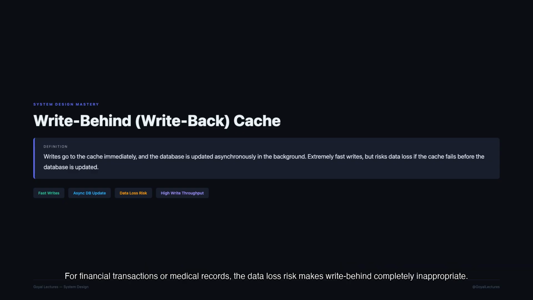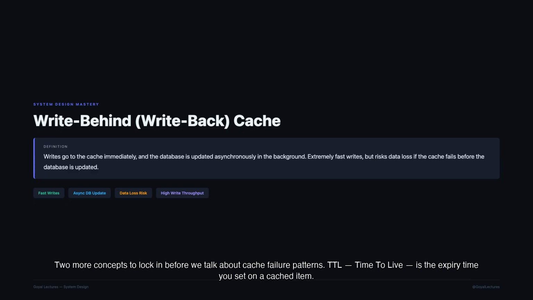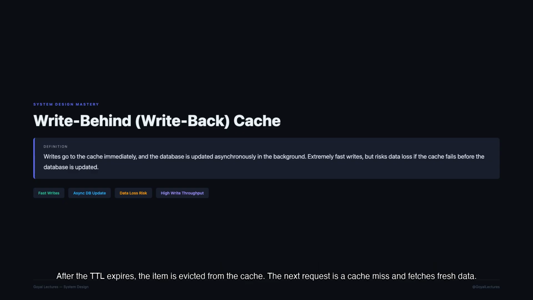TTL, time to live, is the expiry time you set on a cached item. After the TTL expires, the item is evicted from the cache. The next request is a cache miss and fetches fresh data. TTL is how you handle stale data without building complex invalidation logic. If your product prices change every hour, set TTL to 60 minutes. Stale data lives at most 1 hour.